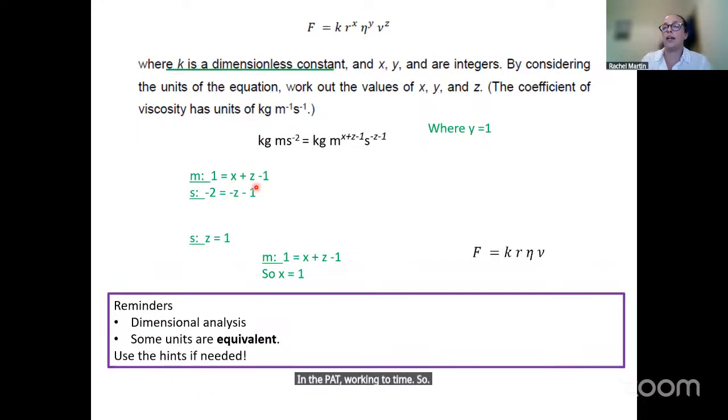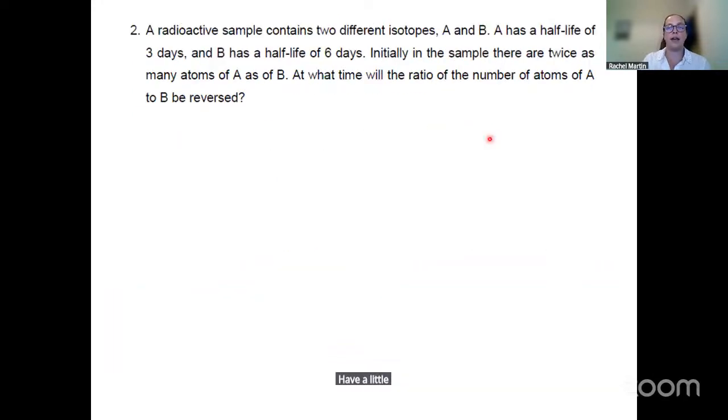So the next question is about radioactivity. Have a little read. I'll see what's coming on the chat bar.